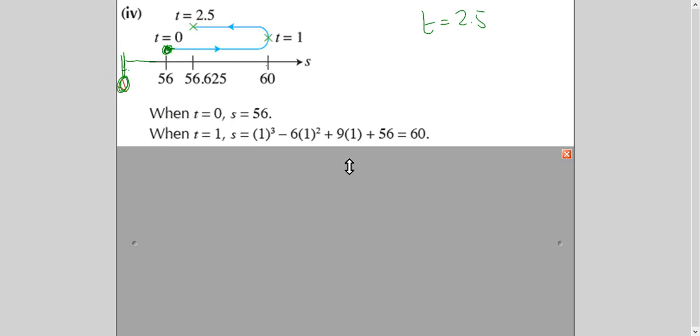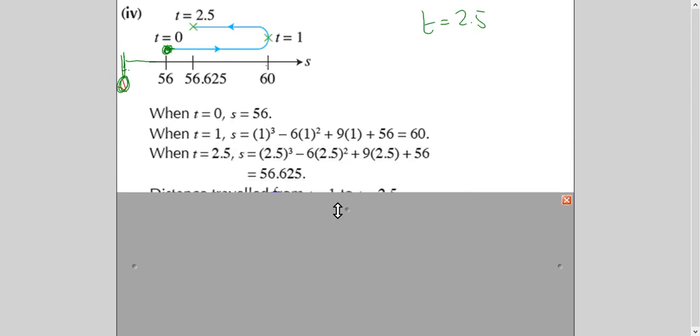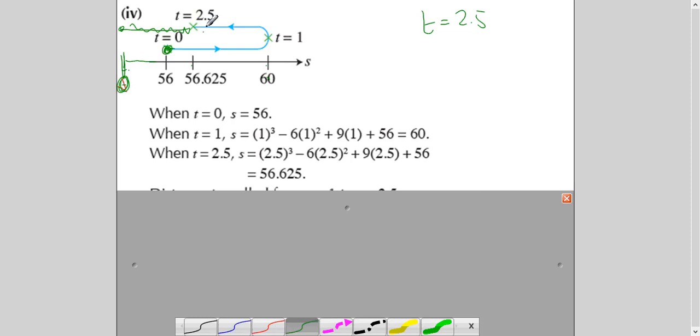Now when I put 2.5, I got the answer 56.625. So this 56.625 is actually a distance from here till here. But actually the object has covered this distance. So what I will do? 60 minus 56.625, because I have to calculate this distance. Let me change the color. I hope you are understanding. So you are finding out this distance and this distance. Because the displacement equation is always giving you distance from origin, so you have to do subtraction.